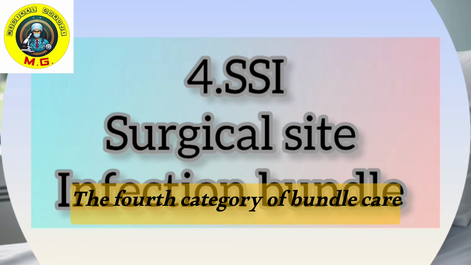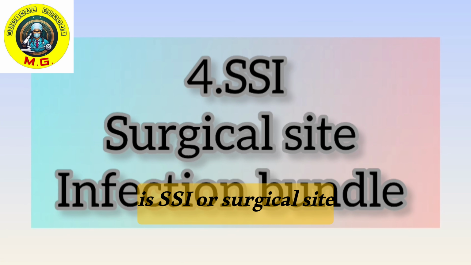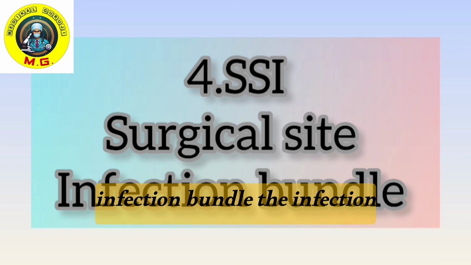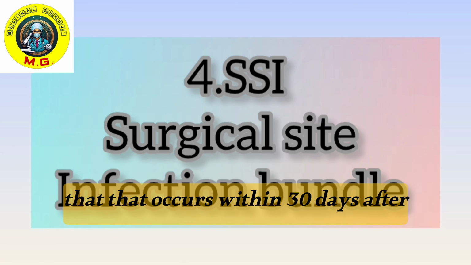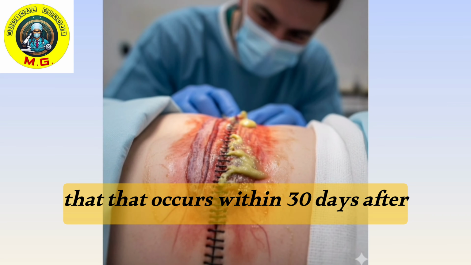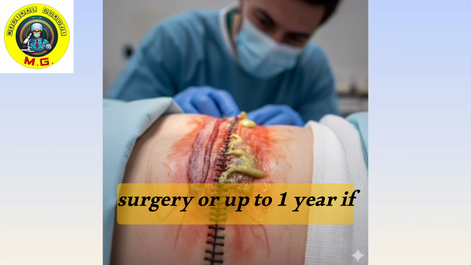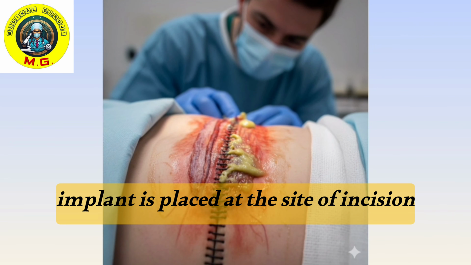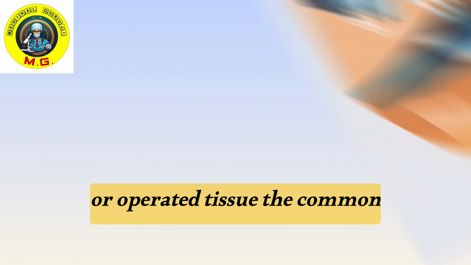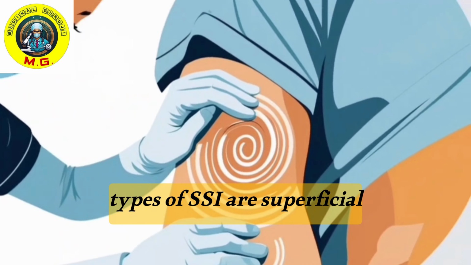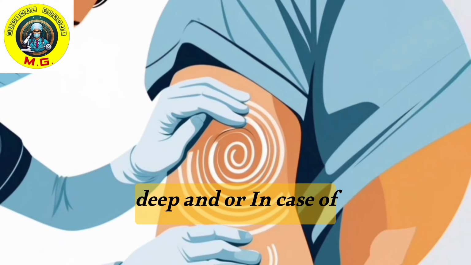The fourth category of bundle care is the SSI, or surgical site infection bundle. It is an infection that occurs within 30 days after surgery, or up to 1 year if an implant is placed, at the site of incision or operated tissue. The common types of SSI are superficial, deep, and organ.